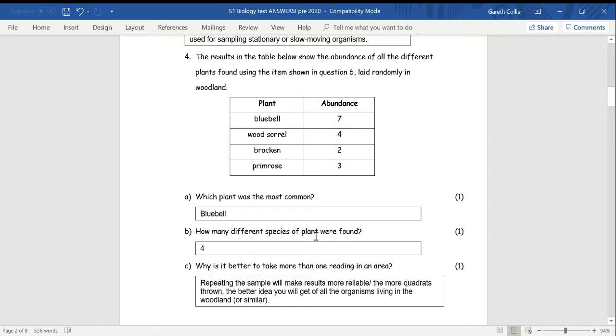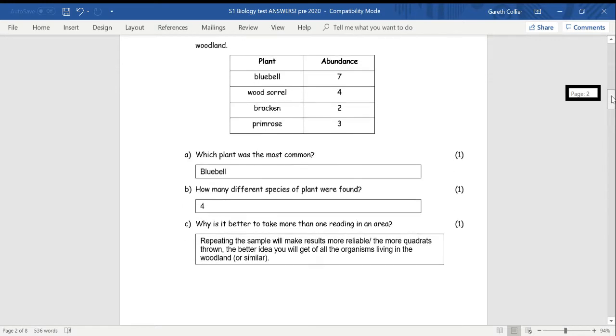The number of different species of plants that were found, they're just asking how many different types of plants you found. So the answer is 4. Got bluebells, wood sorrel, bracken and primrose. Why is it better to take more than one reading in an area? So if you repeat your sample, it makes the results more reliable the more quadrats you throw.